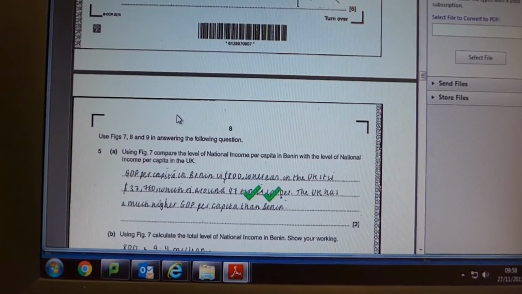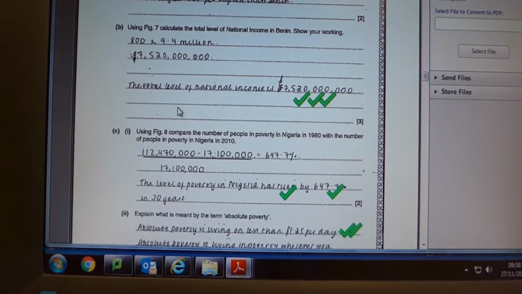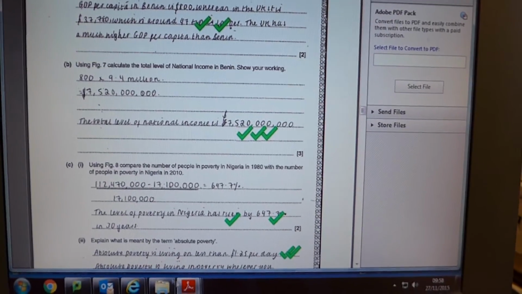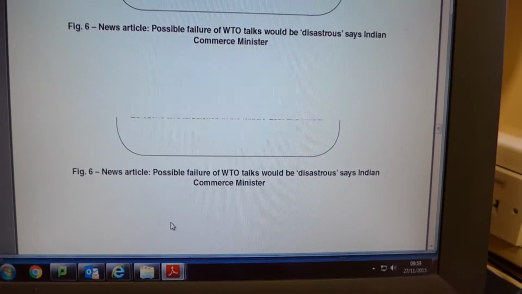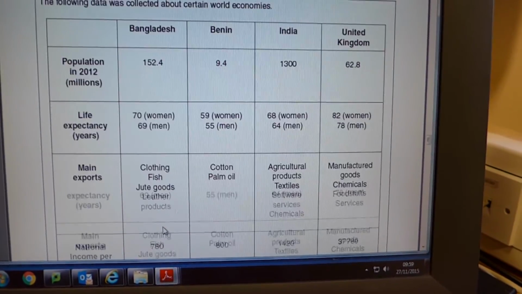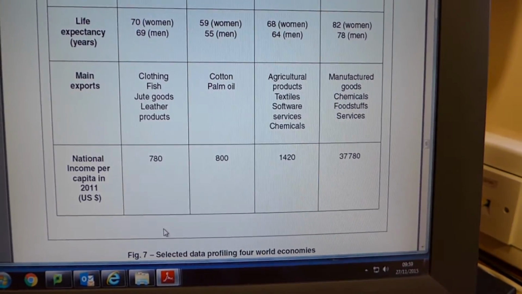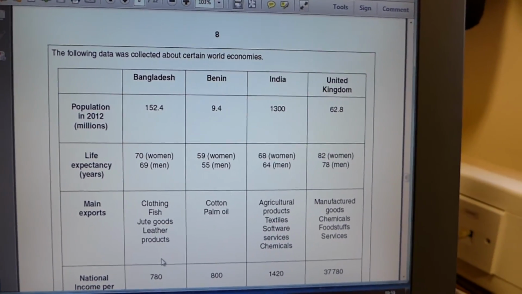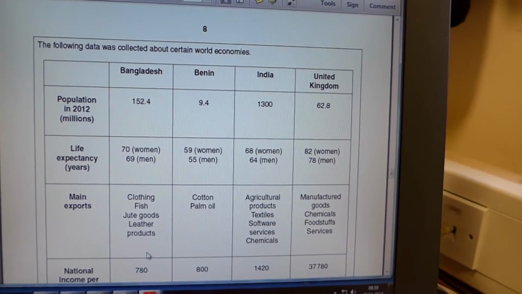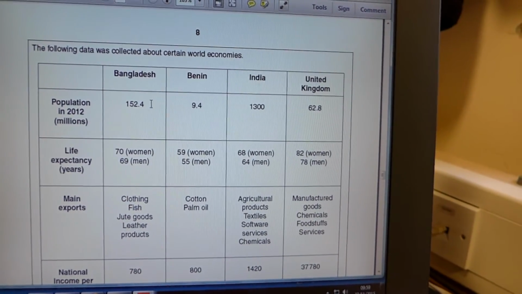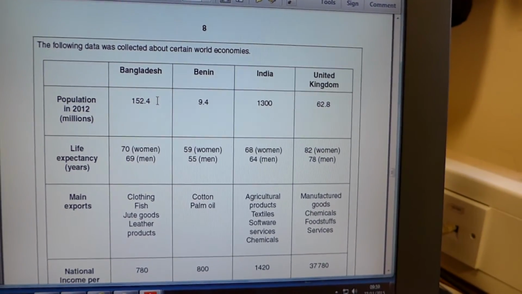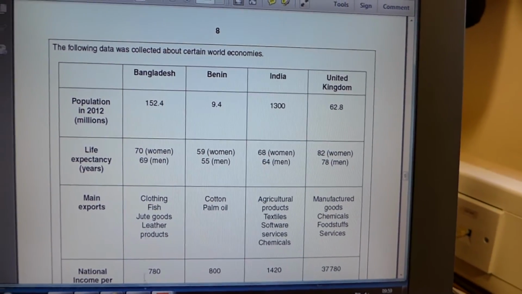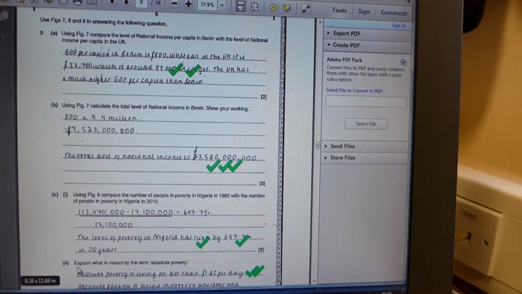Okay, next question. Focusing on figures 7, 8 and 9. So let's get figures 7, 8 and 9 up here. Alright, so this is figure 7. When you get a table like this, expect to be asked to compare data. And as I said before, compare does not simply mean read the figures off. Compare means do something with the figures, do a calculation. And that's why many of you didn't get full marks in these particular next series of questions.